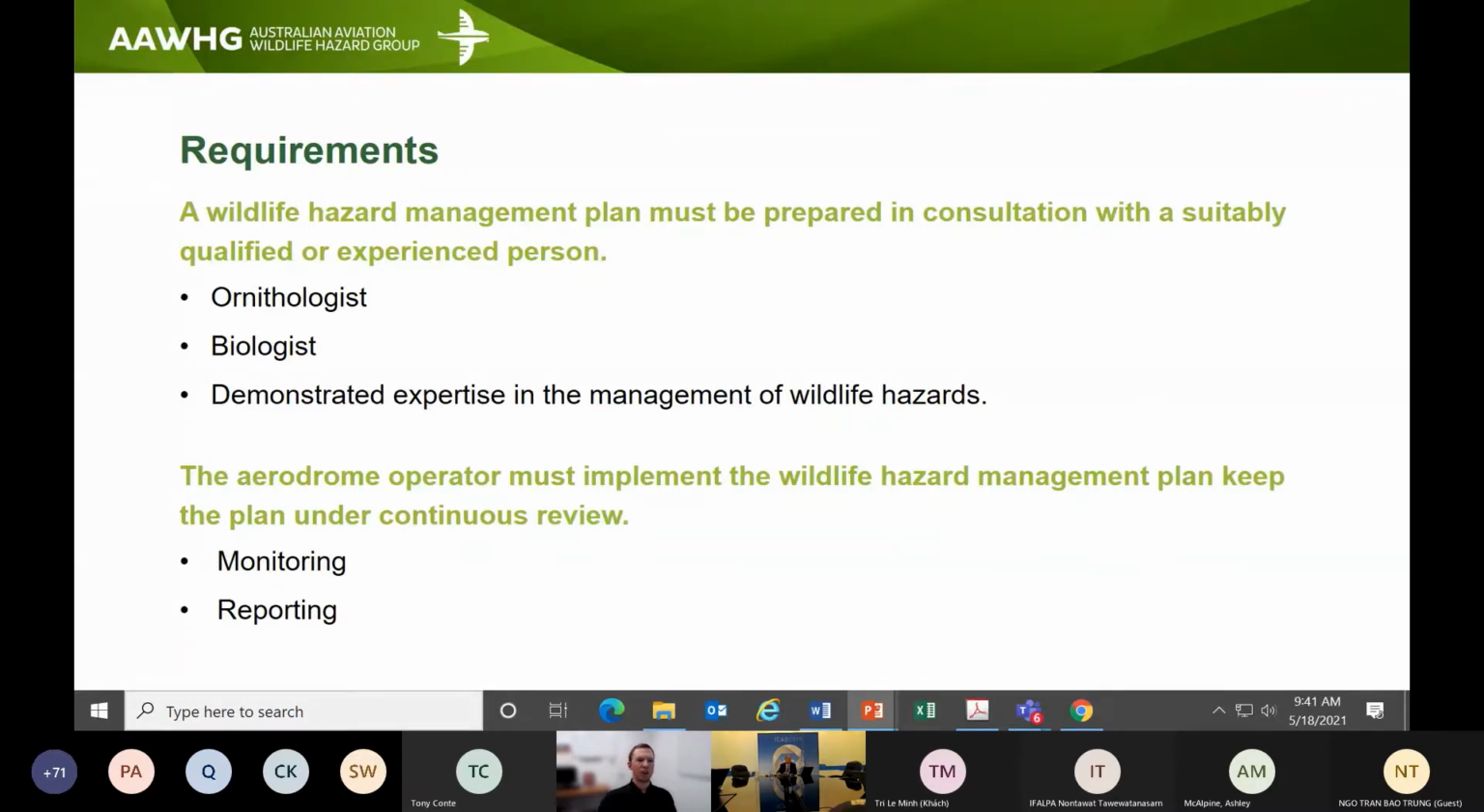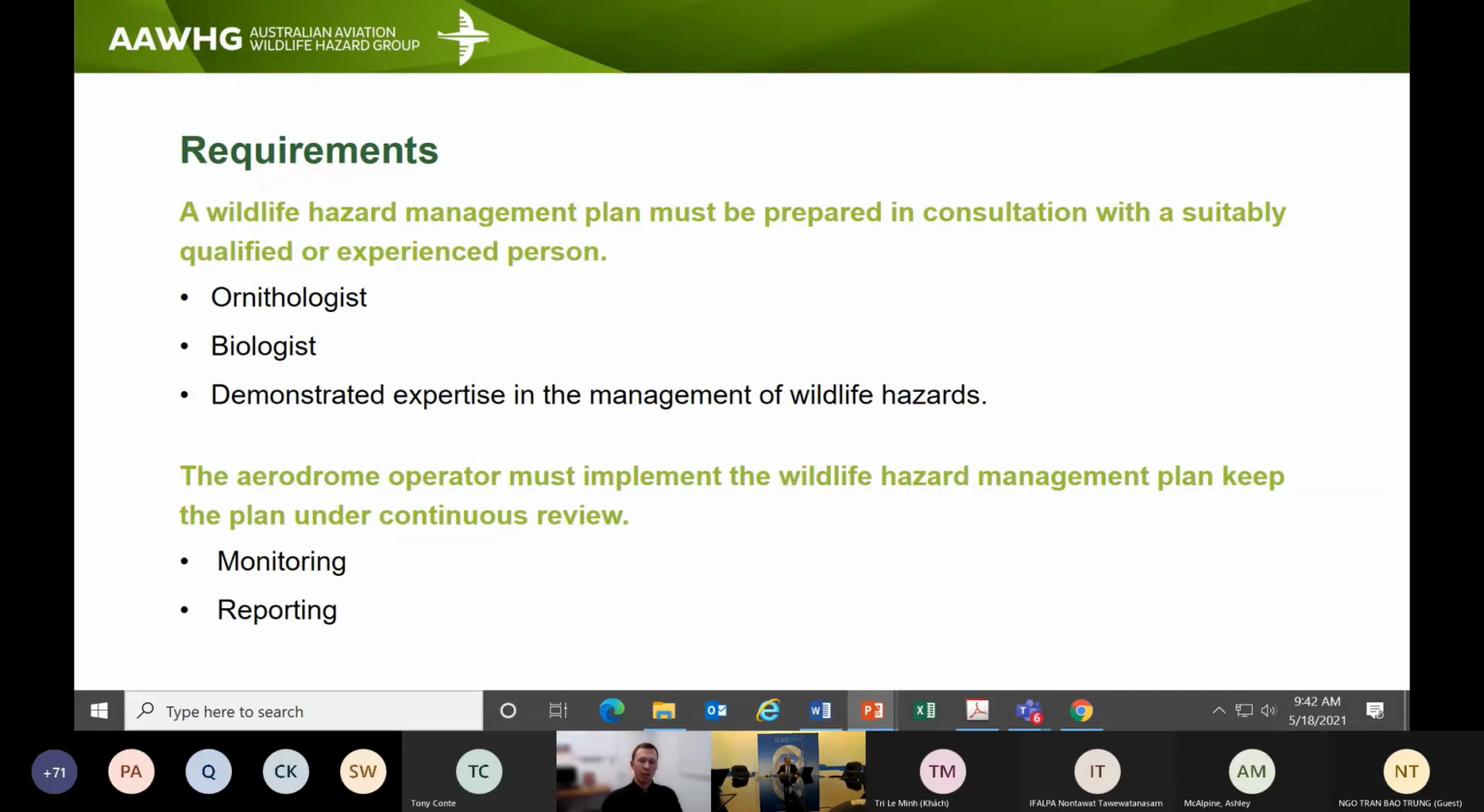So a wildlife hazard management plan must be prepared in consultation with a suitably qualified or experienced person. So outlined is an ornithologist, biologist, and with demonstrated expertise in wildlife management and management of wildlife hazards. So demonstrated experience is the key input with this one. So as you can probably appreciate, not all ornithologists or biologists understand or have the experience with the complexities and also the operational and day-to-day happenings of an aerodrome.